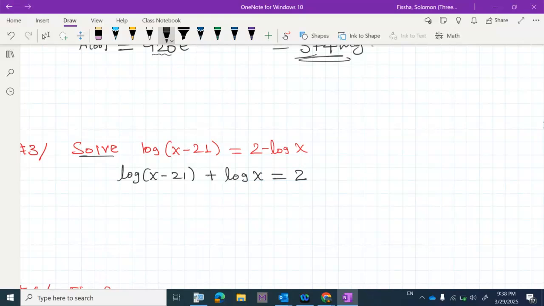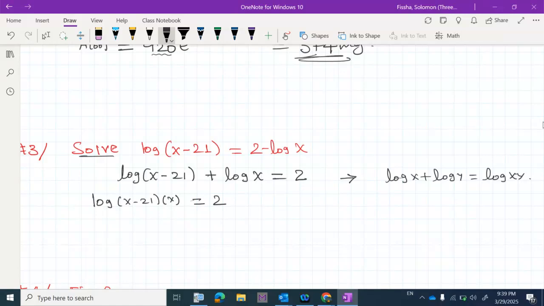Now when I get here, I have to remember the rule of logarithm addition. This is addition, so we have to change it into multiplication. That means if we have log of x plus log of y, this is the same as log of xy. This rule is just the multiplication rule, so if you look at that, log of x minus 21, log of x is equal to 2. So all I have to do now is keep one log of x minus 21 times x. This is equal to simply 2.